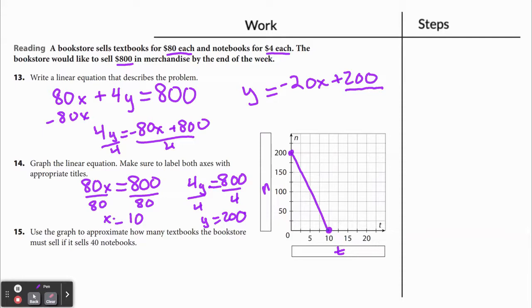And now I can use that graph to approximate how many textbooks the bookstore must sell if it sells 40 notebooks. So remember, notebooks is on my y-axis here. Let's say 40 is about right here. So I'm going to look at my graph, and it looks like I might have to sell about 7 or 8 textbooks if I'm going to sell 40 notebooks.